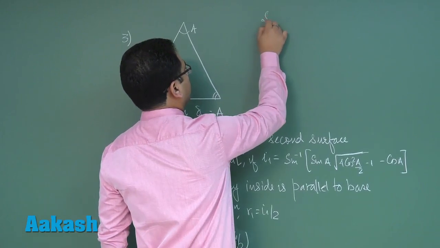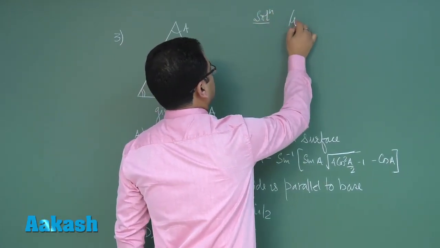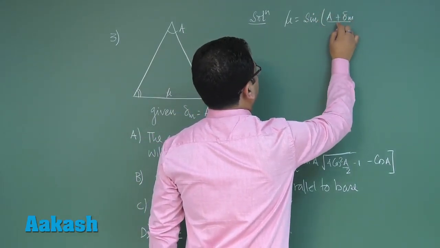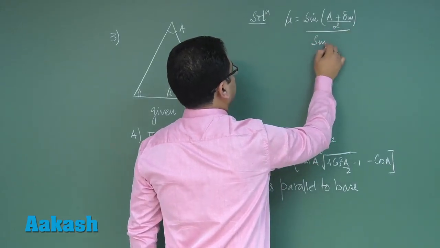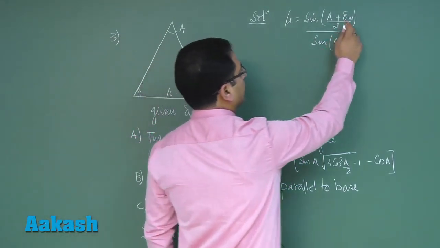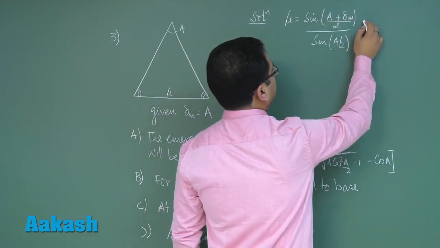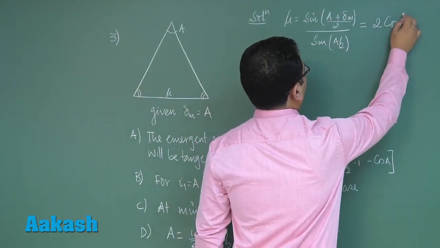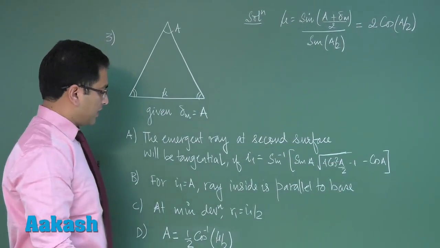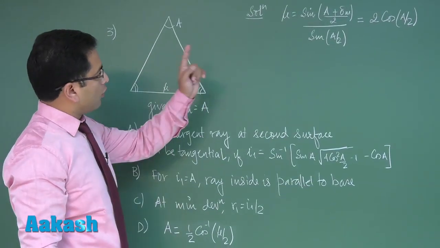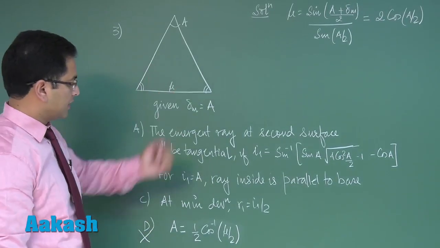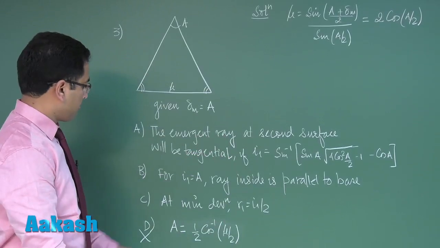A very common relation, that is mu equals sine of (A plus delta m) by 2 upon sine A by 2. That's a condition at minimum deviation. Delta m is given to be A. So plugging that in, it would be sine A over sine A by 2, and straightforward that will be 2 cos A by 2. That's a very straightforward relationship. Now on the basis of that fact, I can easily say option number D would be incorrect. That's very clear cut there. The factor of half and 2 is there.